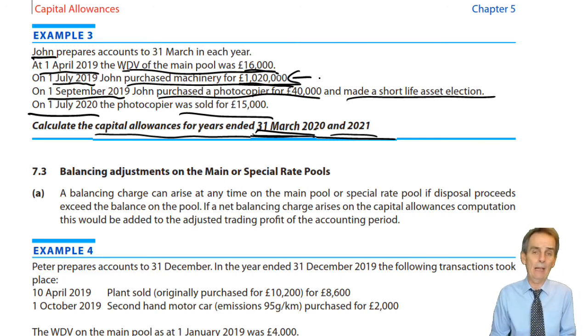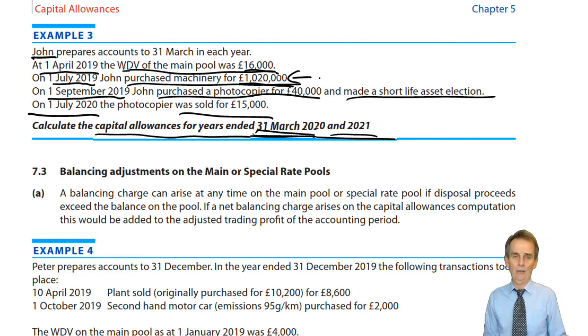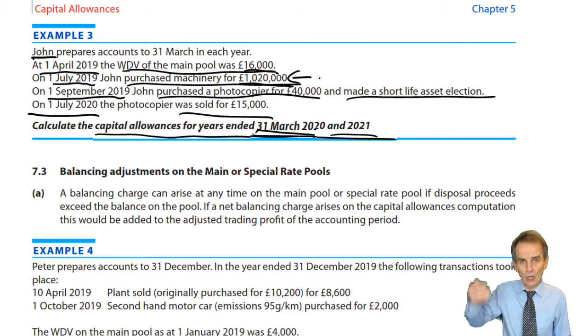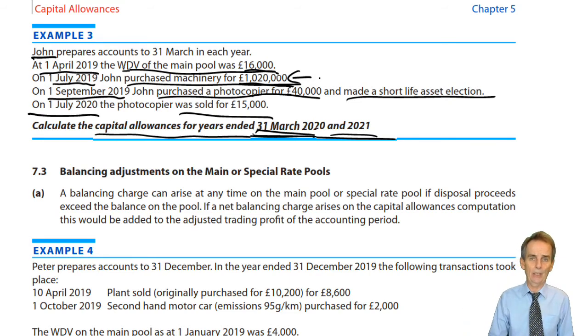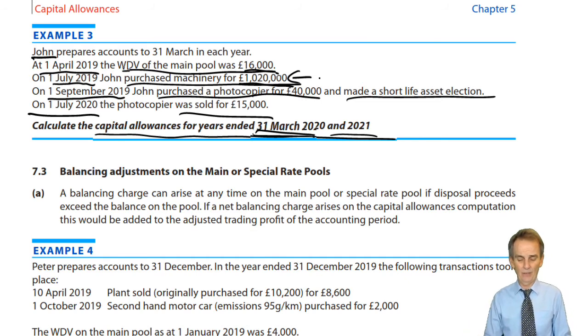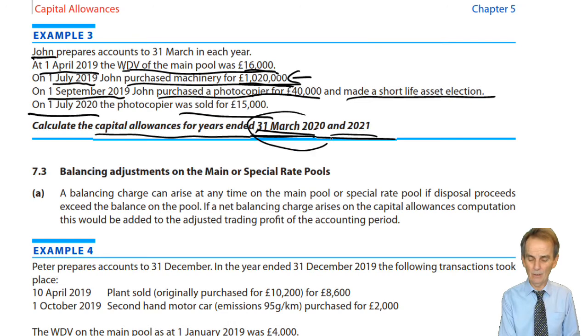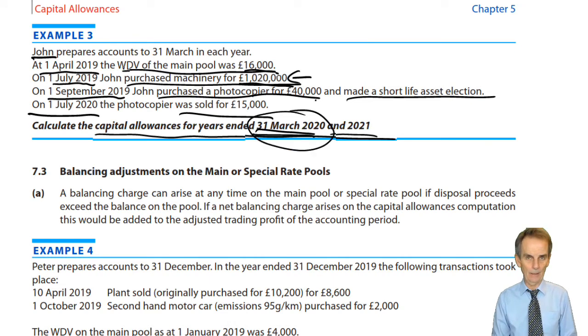We've reserved the £1 million AIA limit to be used firstly against the machinery at £1,020,000. Obviously, we'll get £1 million out of the £1,020,000. The other £20,000 will go into your main pool. And the £40,000 photocopier doesn't go anywhere near the pool. It has its own separate short life asset column. In it goes for £40,000. There's no AIA available upon it, and therefore we get WDA. That will be what happens within the year ended 31st of March 2020.